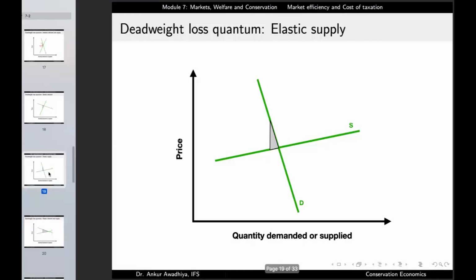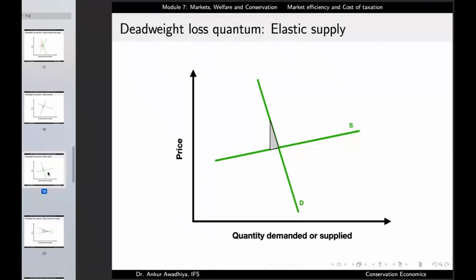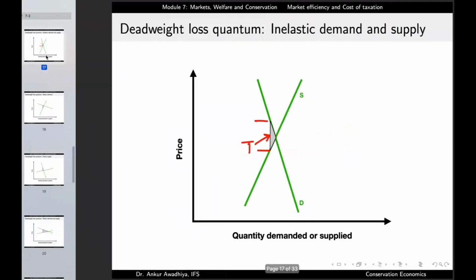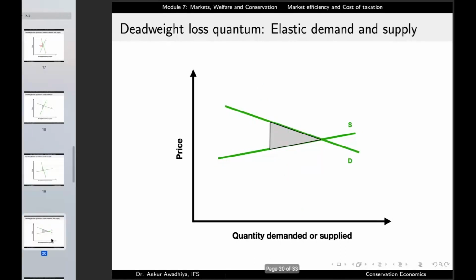Similarly, if we keep the demand curve the same, but we make the supply curve elastic, then also we start to observe that the deadweight losses have increased as compared to these curves where we have an inelastic demand and supply. And if we make demand and supply both elastic, then the deadweight loss increases even further.